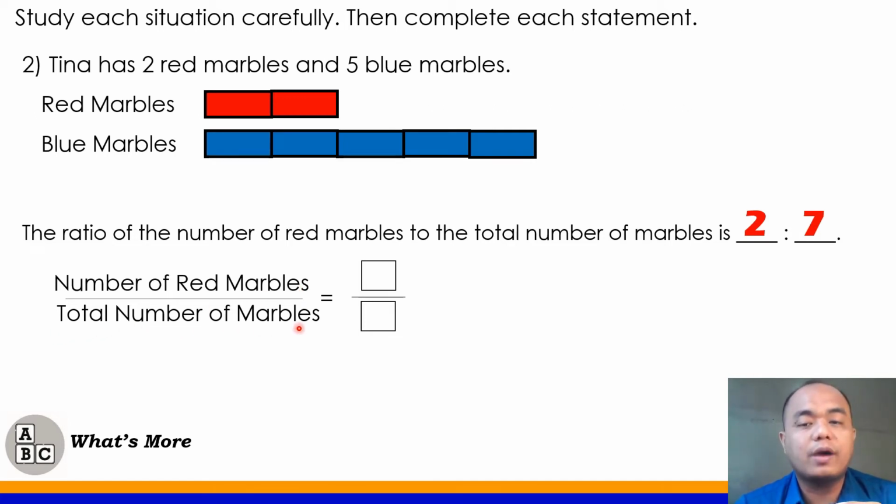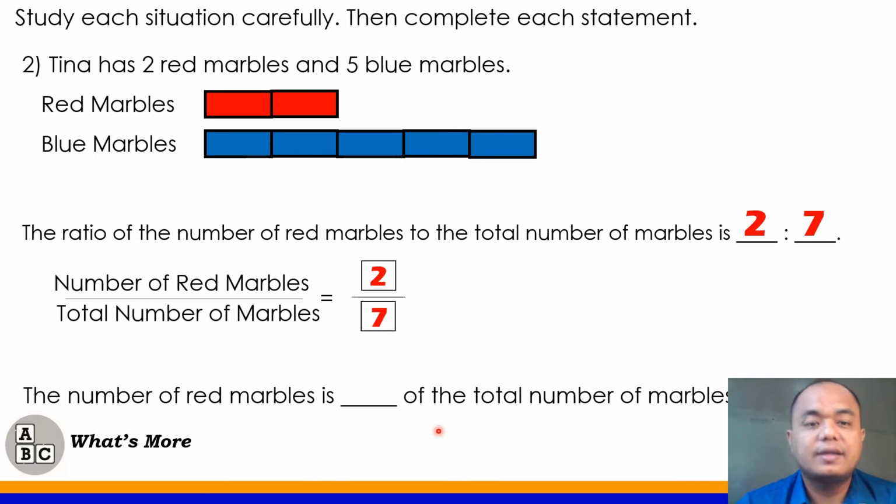And the total number of marbles is located in the denominator because this is our second quantity. So 2:7 here is also written as 2/7. Next, the number of red marbles is blank to the total number of marbles. What will complete the statement? Very good. It's 2/7. The number of red marbles is 2/7 of the total number of marbles. Got it? Very good.